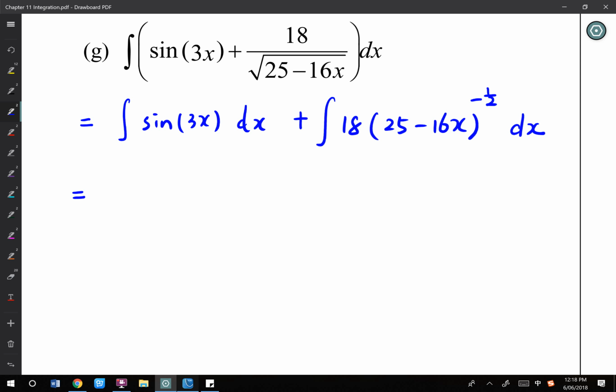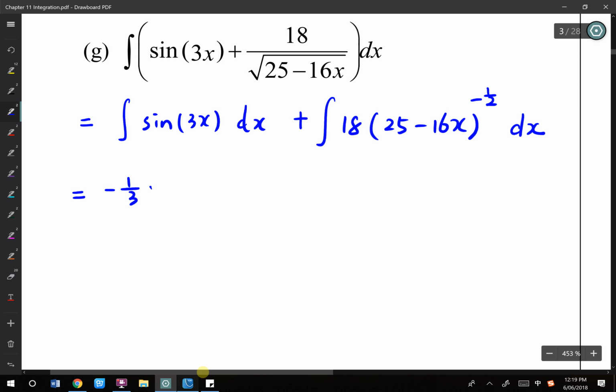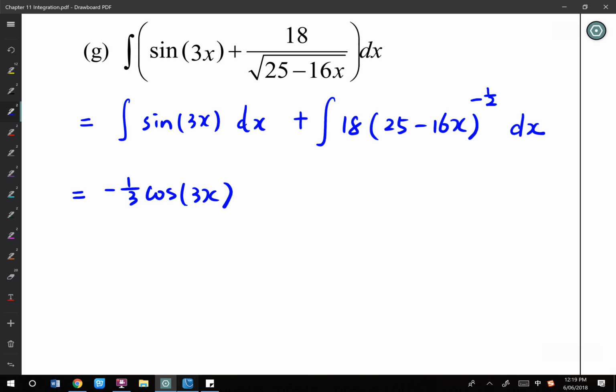It's different. When we diff sine, we get cos. Then when we antidiff sine, we get negative cos. It's totally opposite. So we will have negative a third cosine 3x for the first part. Negative a third cosine 3x.